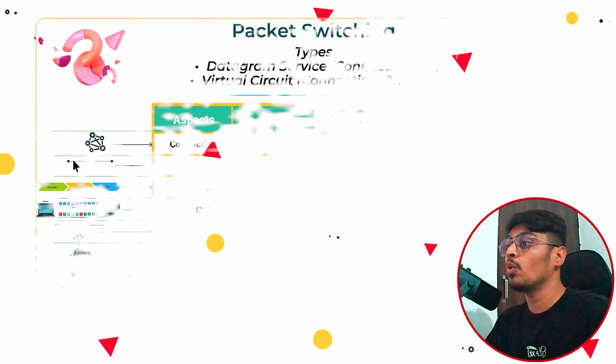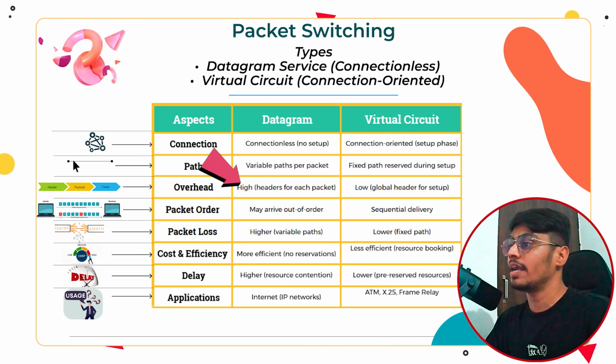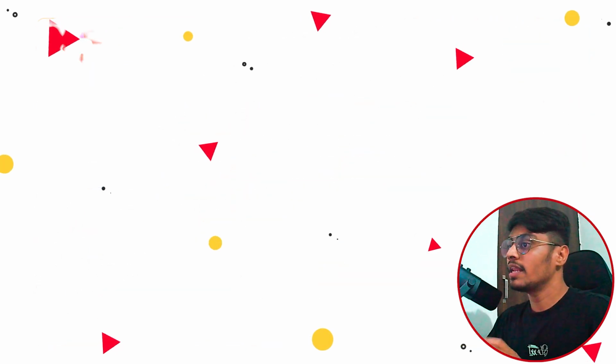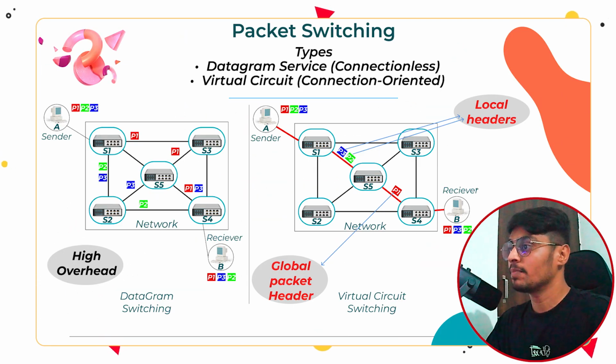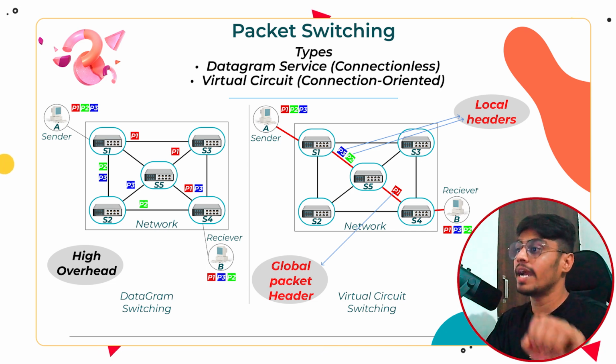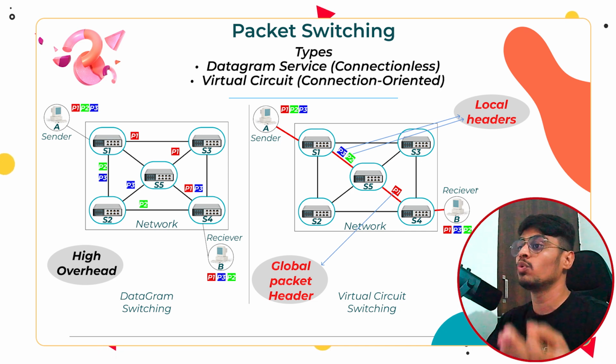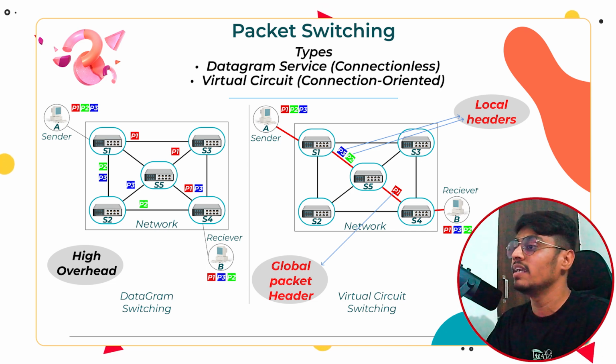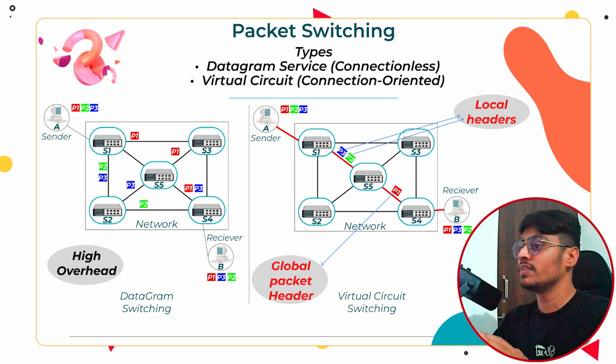Next, let's talk about overhead. In datagram switching, the overhead is high. What does overhead mean here? Let's say I need to send 100 bytes of data. Can I send just those 100 bytes directly? No, I need to include headers. Headers contain information like source address, destination address, TTL field. Think of a header like an envelope, as we discussed before.